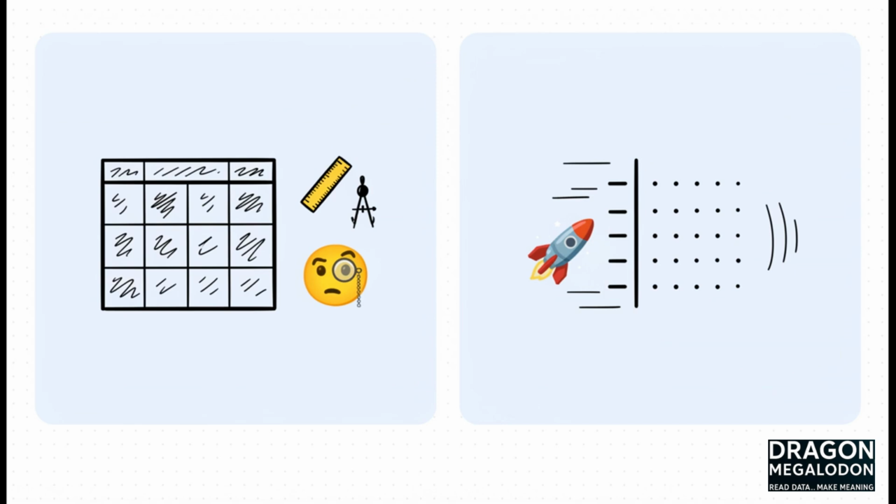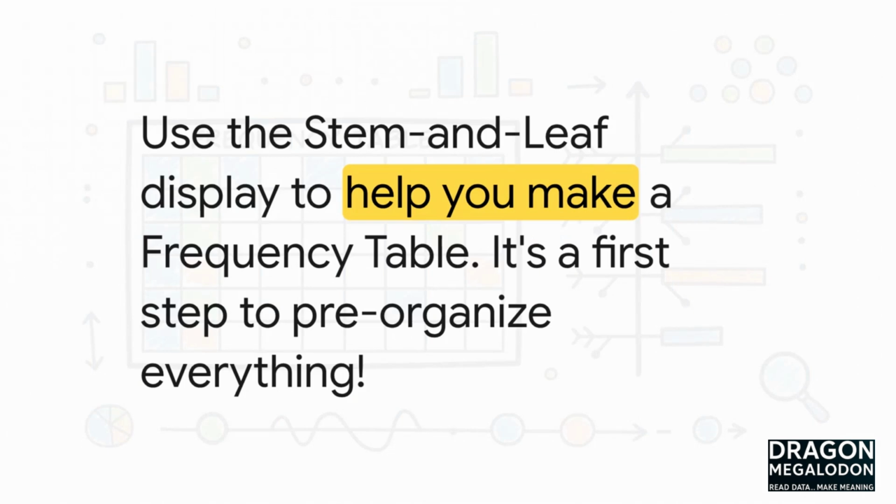They seem like totally different ways of doing things, right? But here's the pro tip. They work together perfectly. You can use the quick and dirty stem and leaf plot to help you build the more formal frequency table. I mean, think about it. Once you have that ordered stem and leaf display, counting the frequencies for your classes becomes ridiculously easy and accurate. The fast tool makes the powerful tool even better.